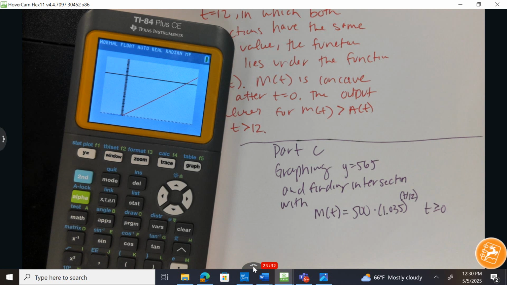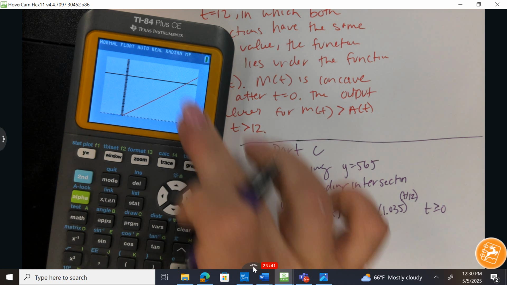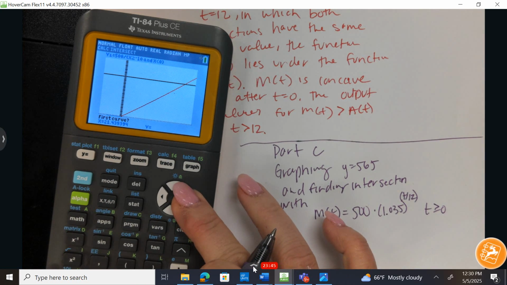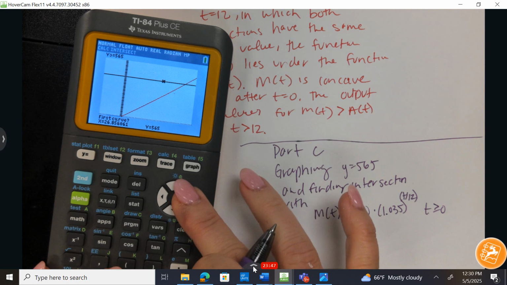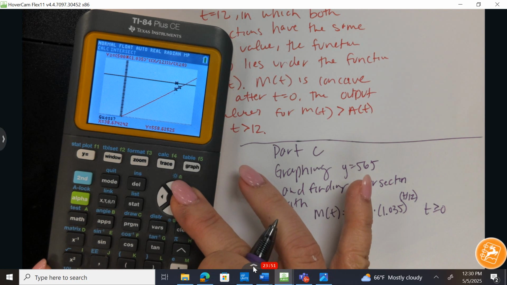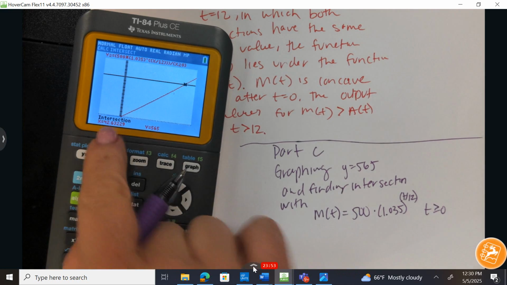Because remember before that, between negative 10 all the way up to t equals 0, we would just have a straight 500, and you can see that right here. So let's figure out this intersection point. Where is my graph? There it is. Okay, and here we go. So this is my intersection.